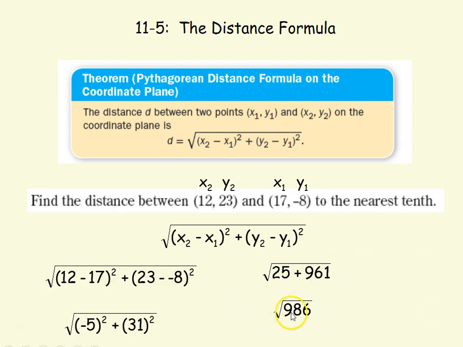And the square root of 986 will be the distance between these 2 points. What's the square root of 986? I don't know. Plug that into a calculator, and you get approximately 13.4, and that's rounded to the nearest tenth as we were instructed to do. So that's how you find the distance between 2 points.